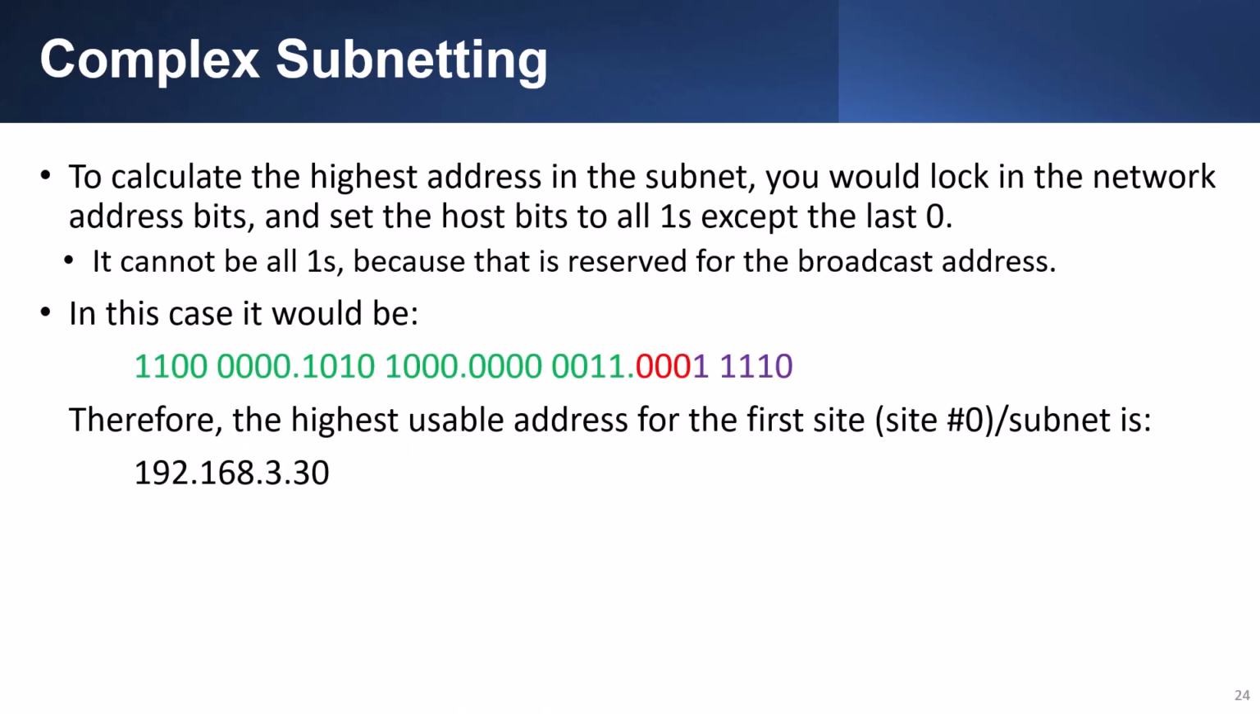To calculate the highest address in the subnet, you would lock in the network address bits and set the host bits to all ones except for the last 0. It cannot be all ones because it's reserved for the broadcast address. In this case, it will be what is shown on the screen. The highest usable address for the first site or subnet is 192.168.3.30.